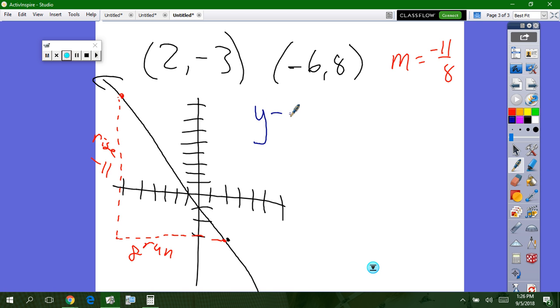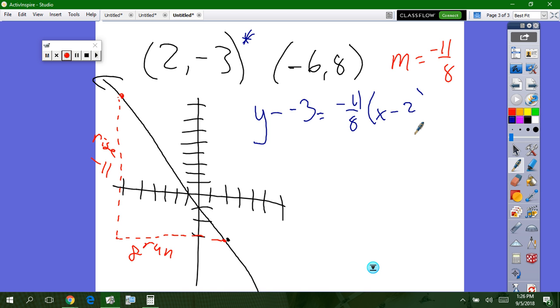So I got y minus, wasn't it y1? Does it matter who I pick out of these 2 points? I'm going to pick this guy just for kicks and giggles. Okay? So I'm going to go y minus y1, which would be a negative 3, equals negative 11/8 parentheses x minus 2. Any questions on how I got there? Now this one's not as fun because these buckwheats gave me fractions. But it is what it is. Aren't fractions part of life and we're going to have to use them anyway?